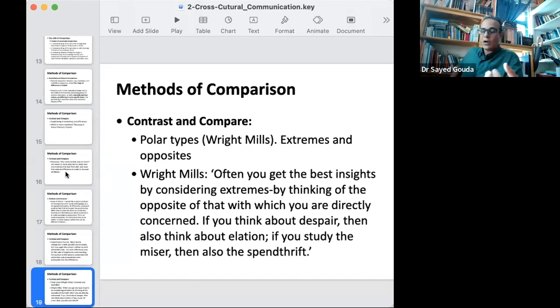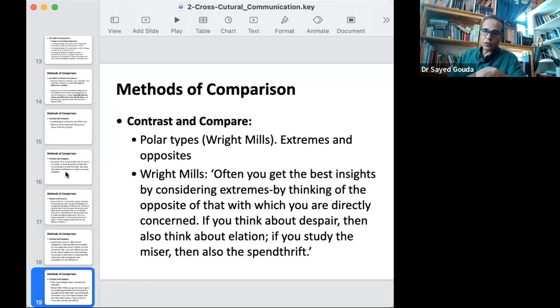Now, if we want to make a comparison, how many poles can we use? Like comparing between two things or three or five, how many things, how many units can we use? Wright Mills says, often you get the best insight by considering extremes, different poles. By thinking of the opposite of that with which you are directly concerned. If you think about despair, think about elation. If you study the miser, then also the spendthrift.